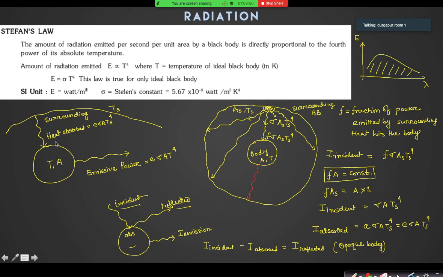Although if you only remember absorption power and emissive power, absorption power is E sigma Ts power 4 and emissive power is E sigma T power 4, if you only remember those, you can solve numerical questions. But for more conceptual questions, you need to understand what is happening when some part is incident on the body, how we come to this heat absorbed equation, right? That is important to understand.